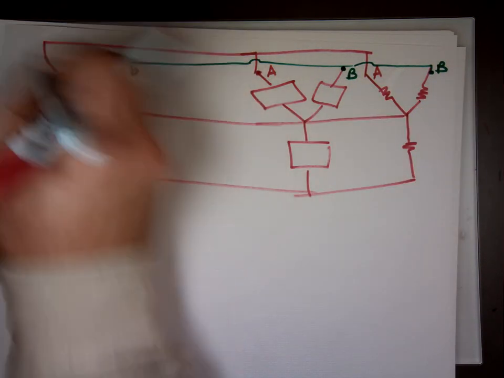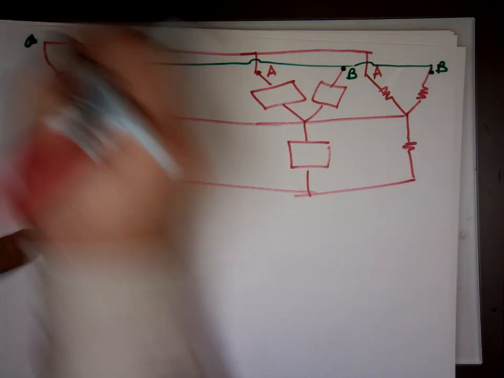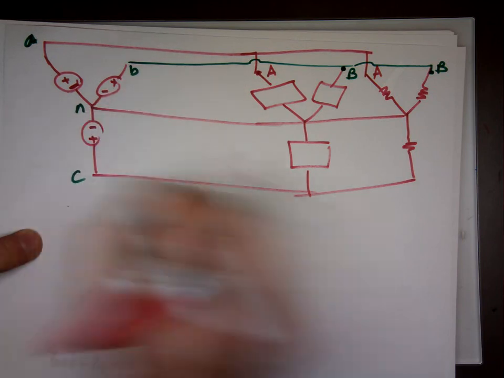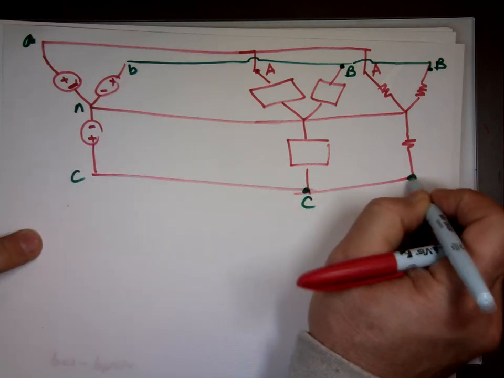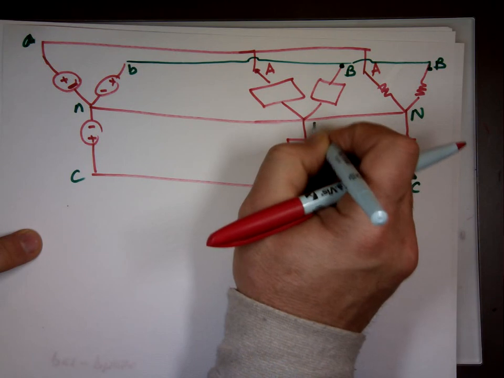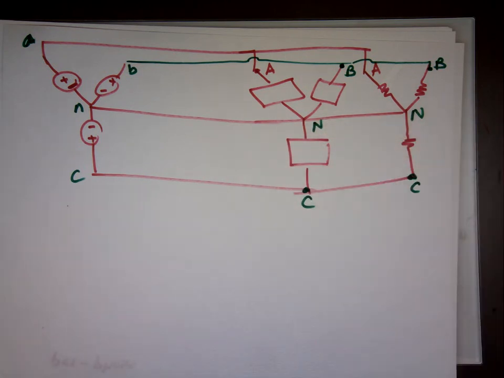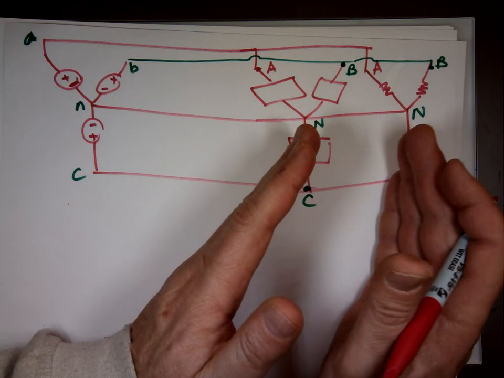A, small n, small c, capital C, capital C, capital N, capital N. You have something like this. And you can see why I don't want to draw the whole thing. But we have two Y-connected loads in parallel attached to a Y source.